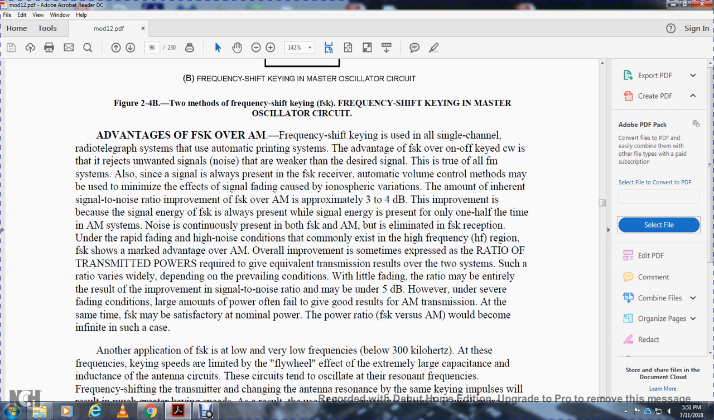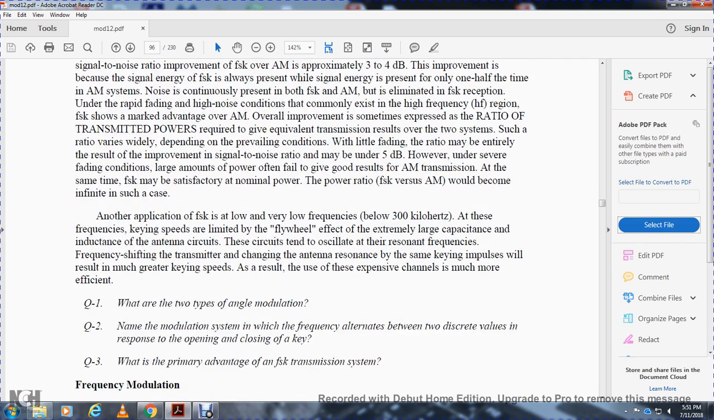However, under severe fading conditions, a large amount of power often fails to give good results with AM transmission. At the same time, frequency shift keying may be satisfactory with nominal power, so the power ratio of frequency shift keying versus the AM would become infinite in such cases.